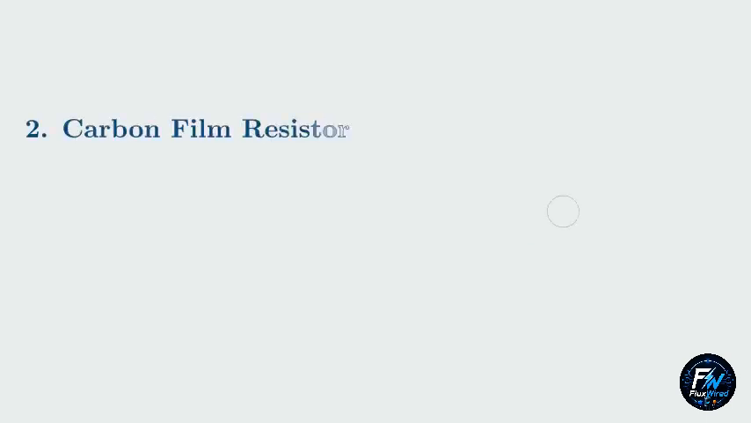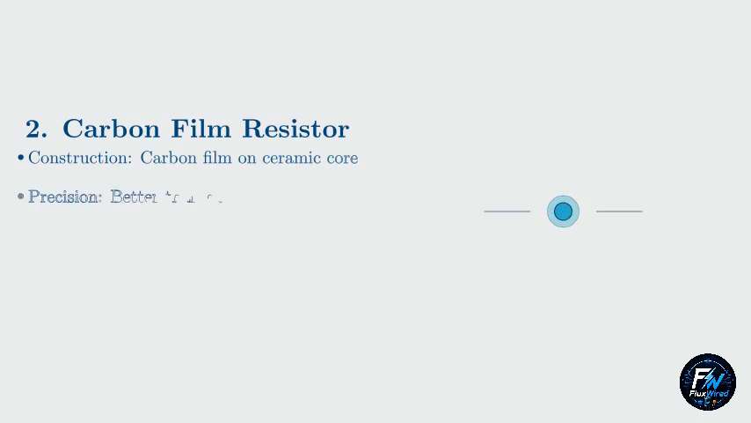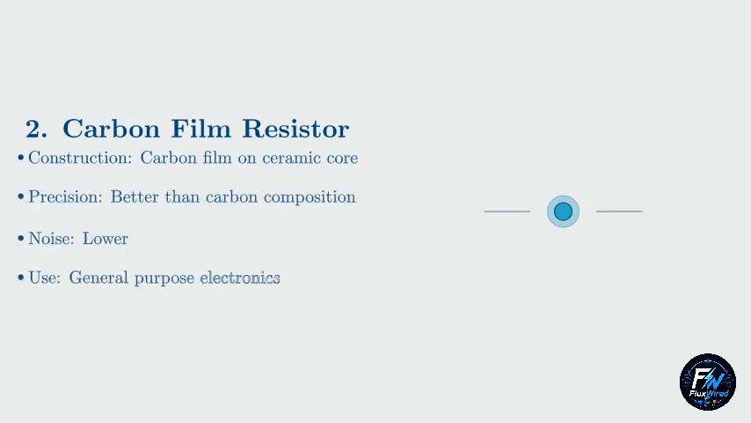Next, we move to a more modern standard, the carbon film resistor. Unlike the solid composition type, these are made by depositing a thin film of carbon onto a ceramic rod. The resistance is precisely controlled by cutting a spiral groove into that carbon film, almost like a screw thread, to increase the path the electricity has to travel.